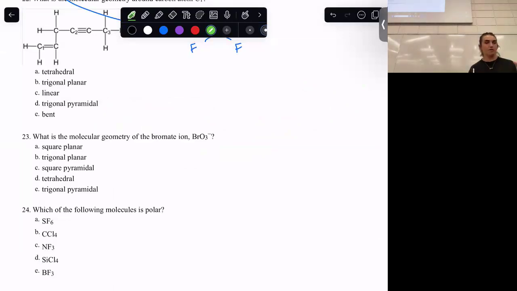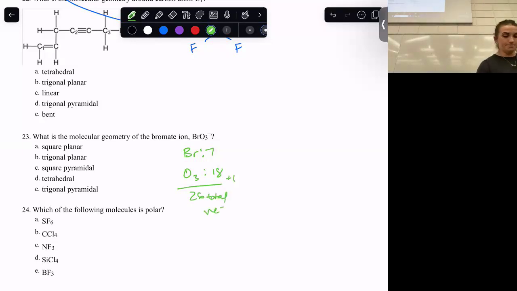Okay, so we're going to do the molecular geometry for BrO3 minus. What do we see about the minus? What do we have to do? Add an electron, right? So bromine has 7, oxygen times 3 has 18. Do mental math, and then plus 1. We have 26 total valence electrons.